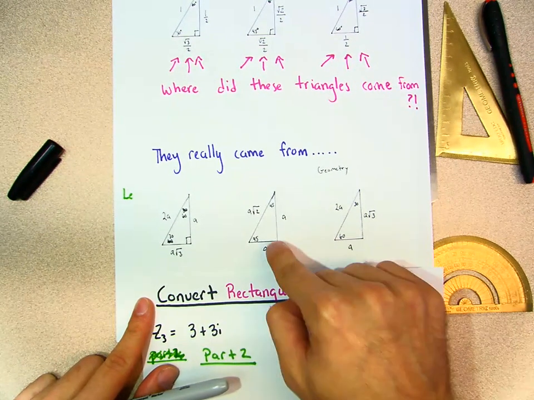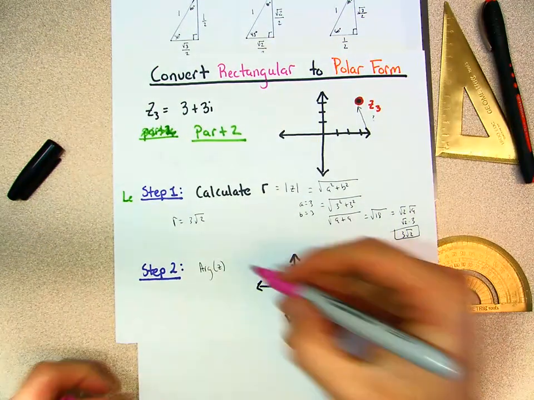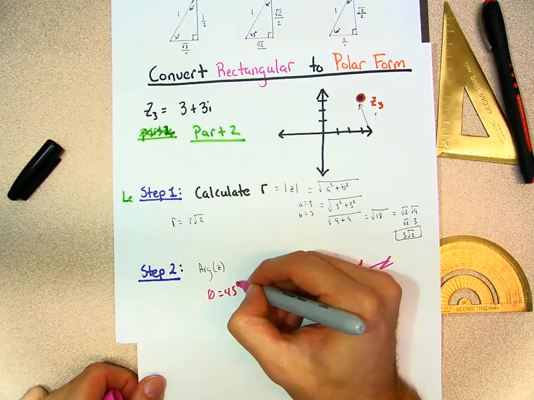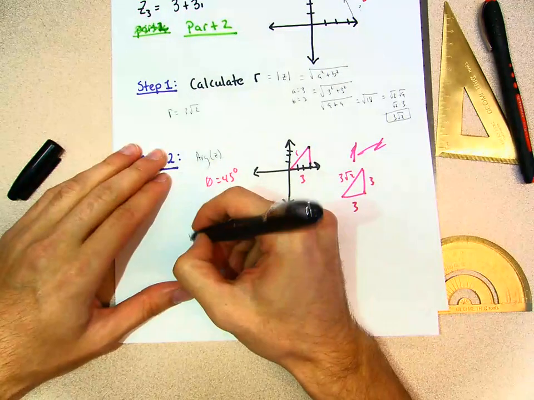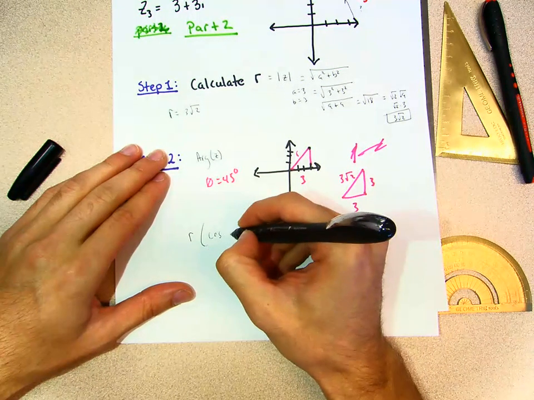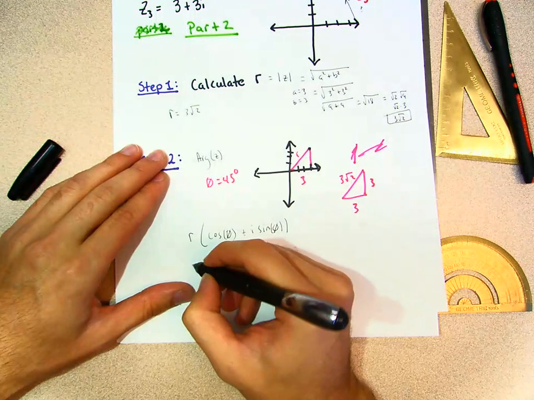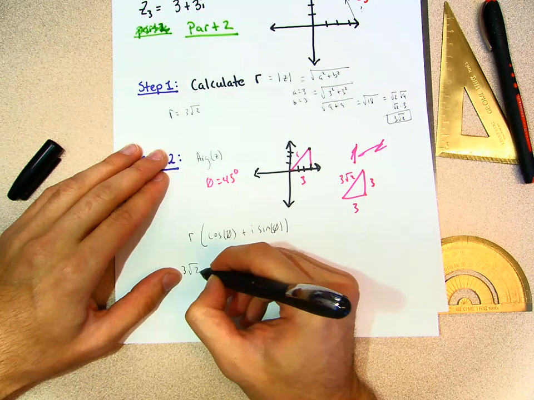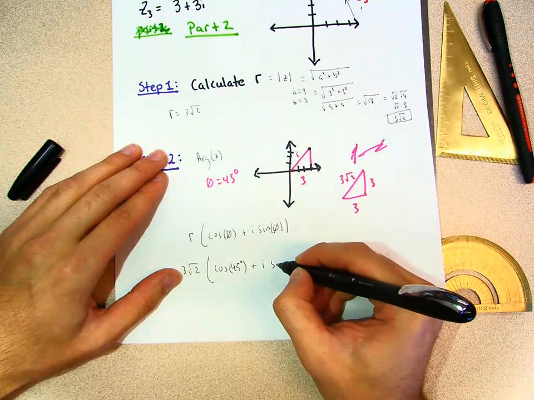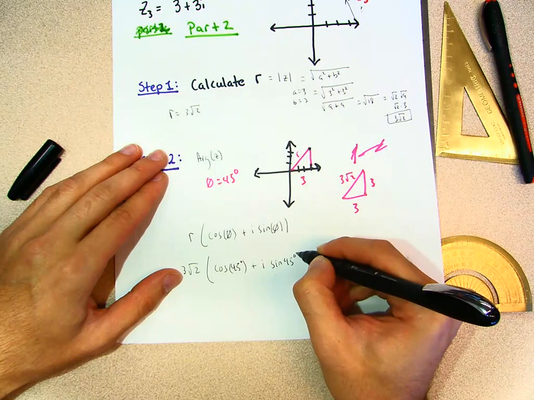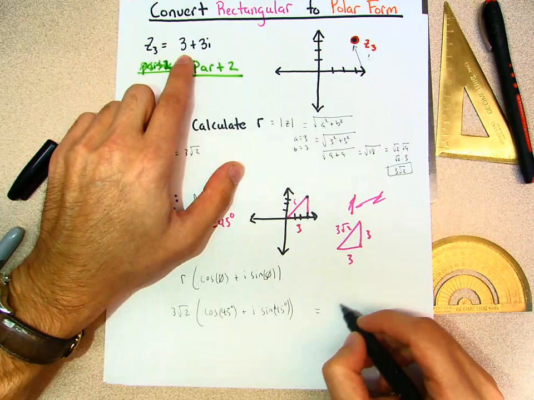So now that I know I'm using this triangle, what is the argument of z? It's a 45-degree rotation. So our theta here is 45 degrees. And then let's just finish it up. How would this look if I have r times cosine theta plus i sine theta? So this has to be 3 radical 2 times cosine of 45 degrees plus i sine 45 degrees. And this will equal 3 plus 3i.